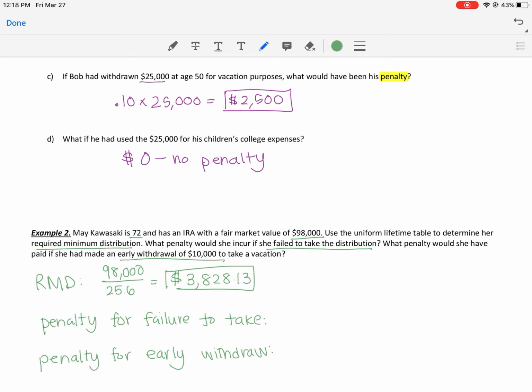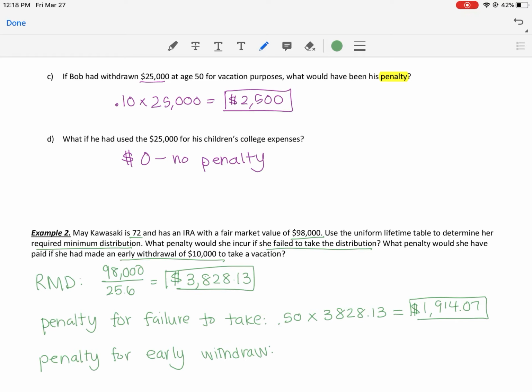So even though she's a little bit older, she's having to take out less because there's a less total amount in the account. If she did not take out that money, that $3,828, then she's going to get charged 50% of that. So we're going to do 0.50 times the 3,828.13, and she ends up with $1,914.07 that she'd have to pay.